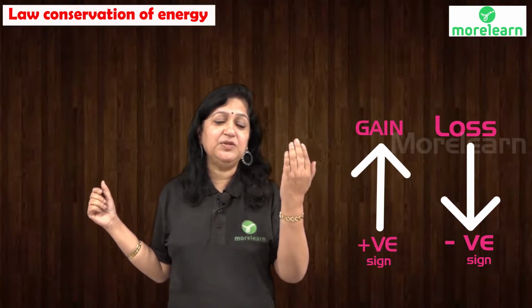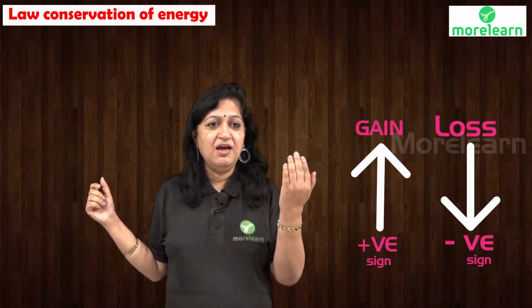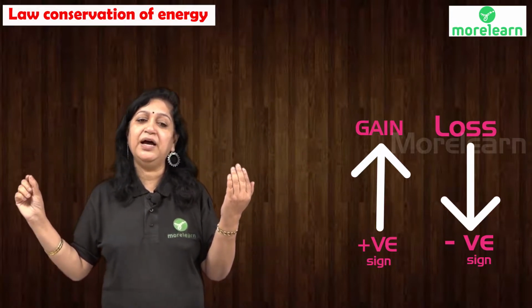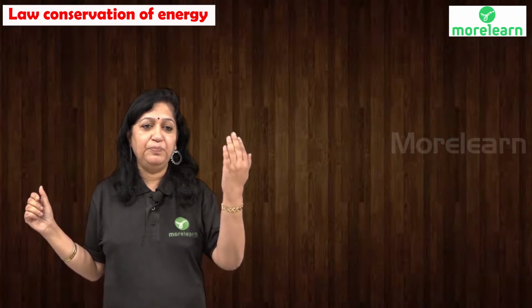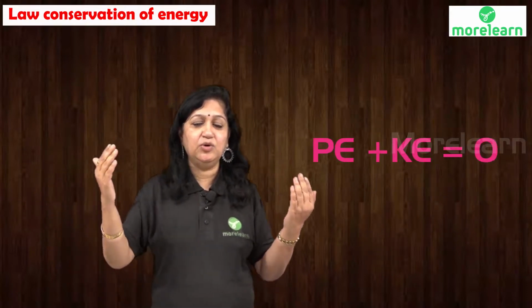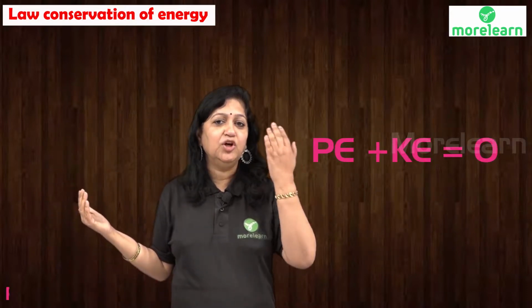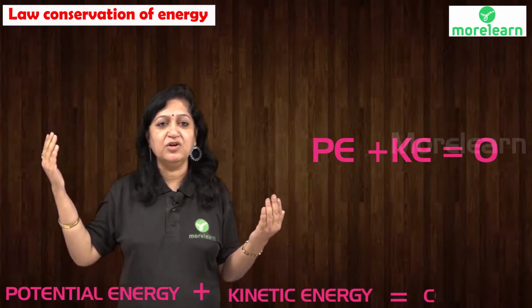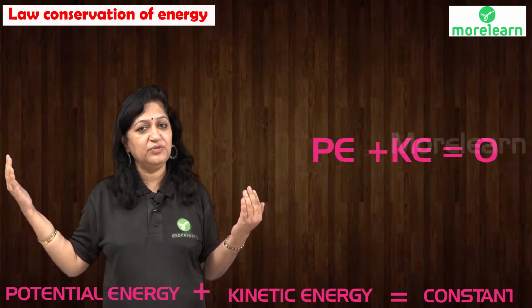So PE is potential energy and KE is kinetic energy, which we represent by a negative symbol. So PE plus KE equals 0. It means the potential energy plus kinetic energy equals 0, which is nothing but a constant.